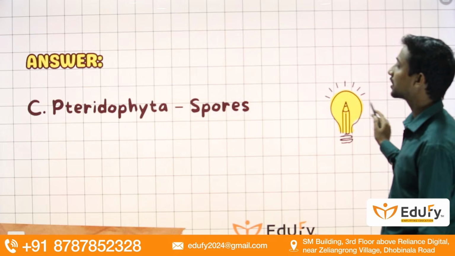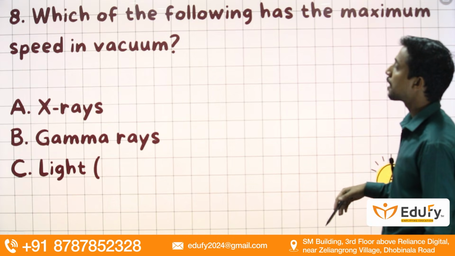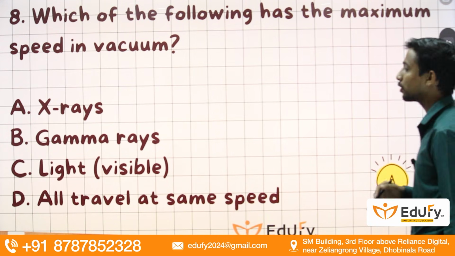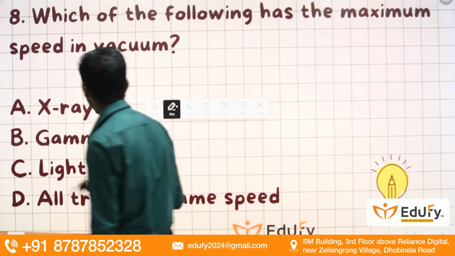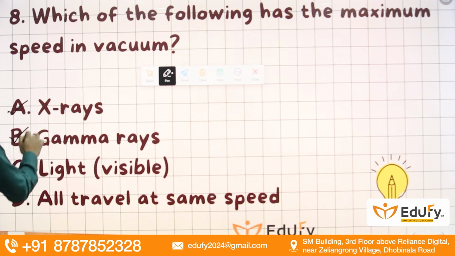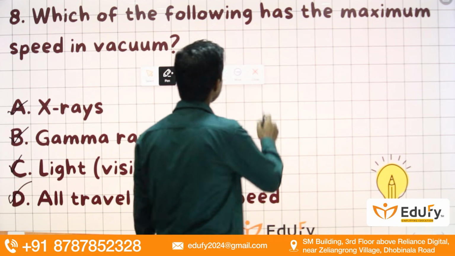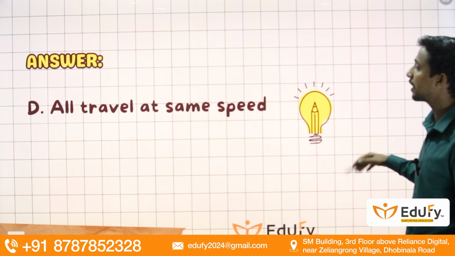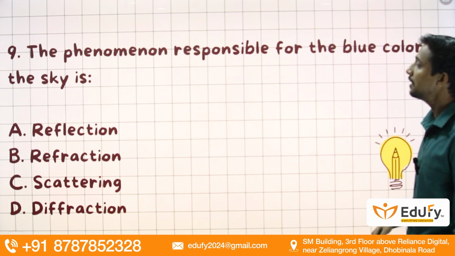Moving towards the next question, guys, which one of the following has the maximum speed in vacuum? So remember, guys, in vacuum, all the electromagnetic waves will travel at the same speed. So now we are jumping to the physics. All travel at the same speed.